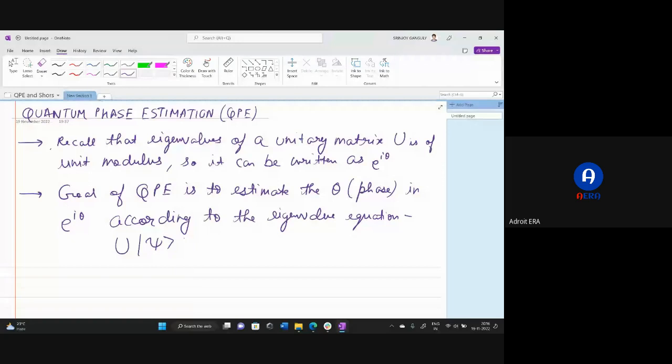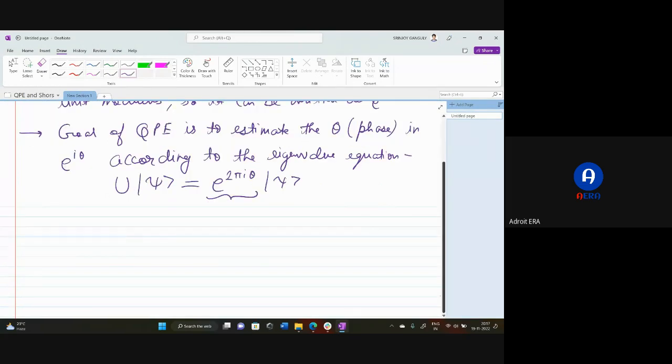With that in mind, we can write this as e to the power i theta, or if you also include 2 pi i theta or pi i theta, anything, it doesn't change, because whenever you take the modulus, it comes out to be unity, multiplied with that vector. This part is the eigenvalue, which contains the phase of U.